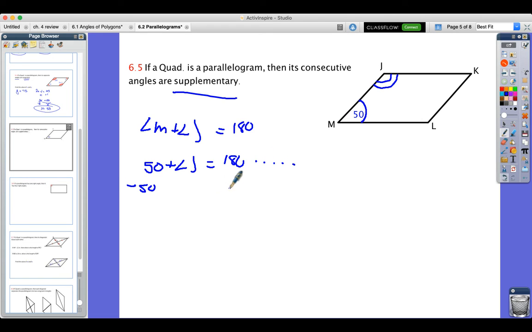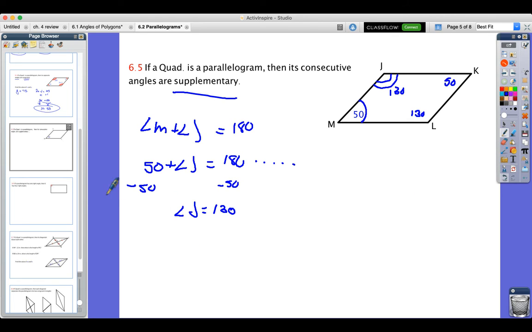Yes, we'll subtract 50 from both sides. We find the value of angle J is equal to 130. So since these are consecutive, what will K be? 50. And of course, this is still true. These are opposite angles, so they'll be equal. So these are opposite angles. This will be equal as well.